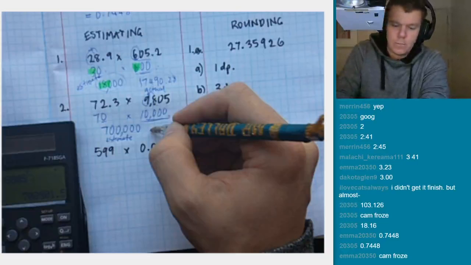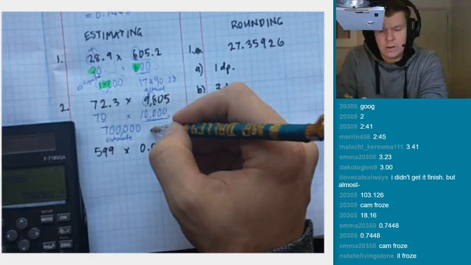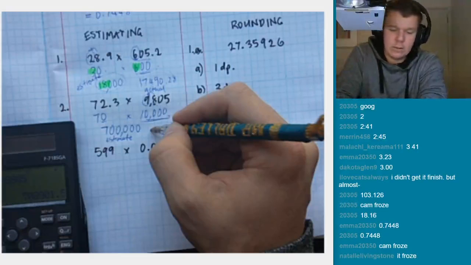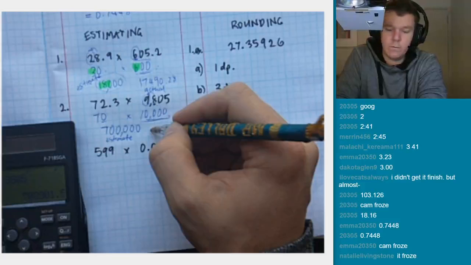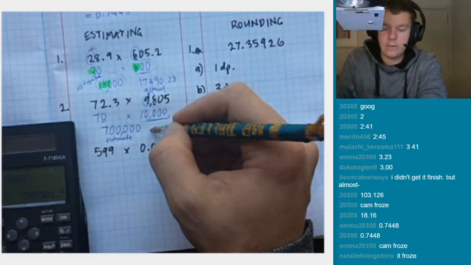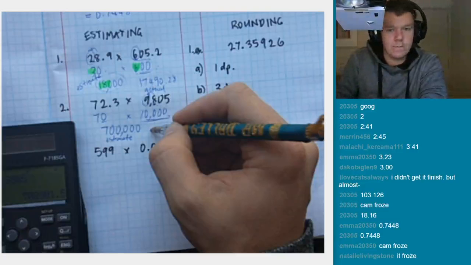Alright. 599 is similar to 600, and 0.098, we want this digit to change, so we look at the one before it. It's going to round up our 9, which is then going to round up to the next digit over. So this, oh, I think we've frozen. I'll just start from the start again with that.